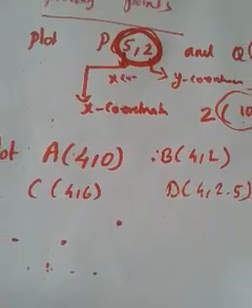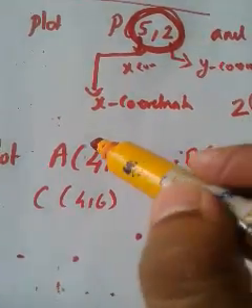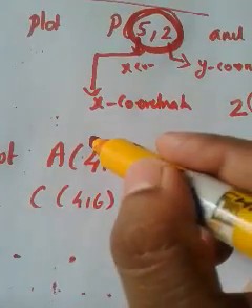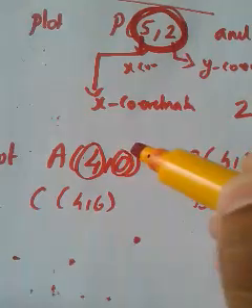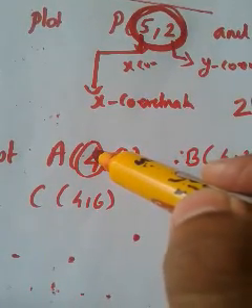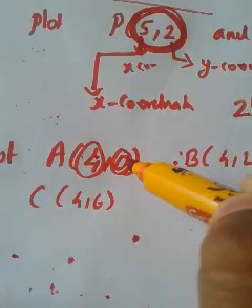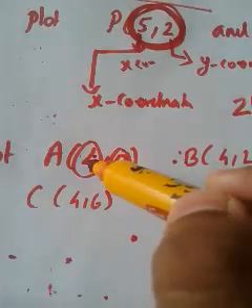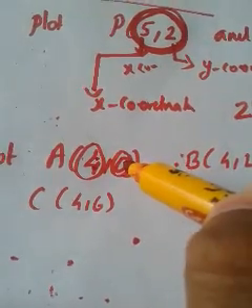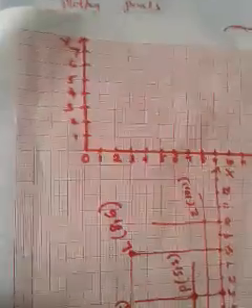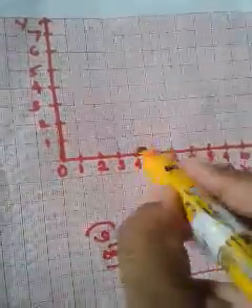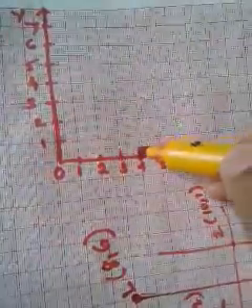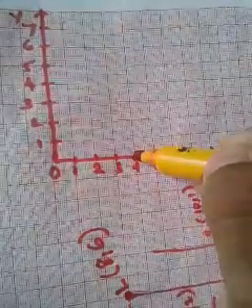A (4, 0). What is the meaning of this point? The x coordinate should be 4 and the y coordinate should be 0. I repeat, the x coordinate should be 4 and the y coordinate should be 0. That means from the x-axis you have to choose 4 and from the y-axis you have to choose 0. So from the x-axis you have to choose 4, and we just draw a line like this for better understanding.